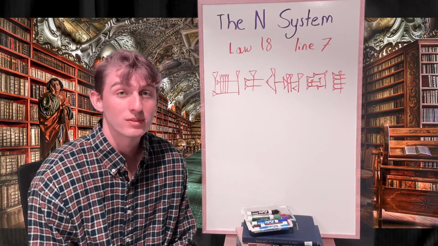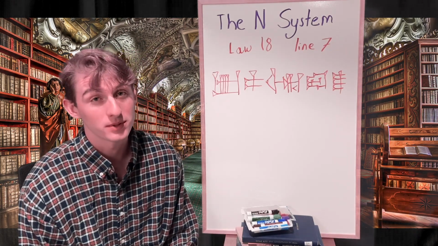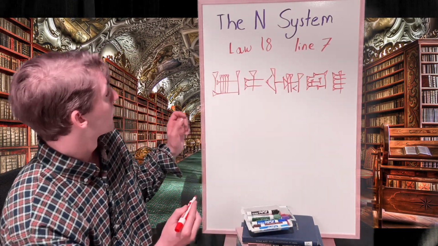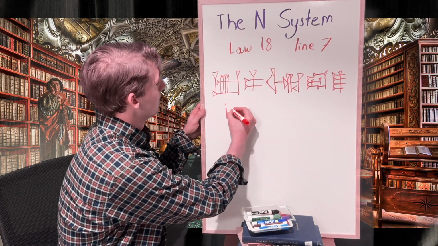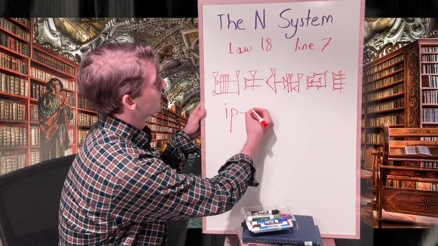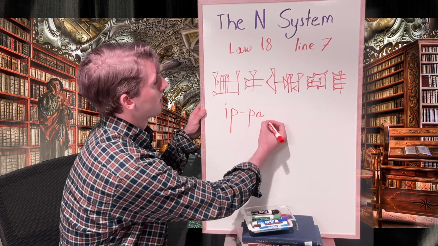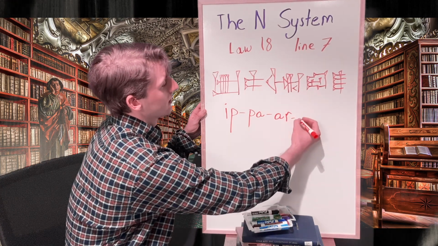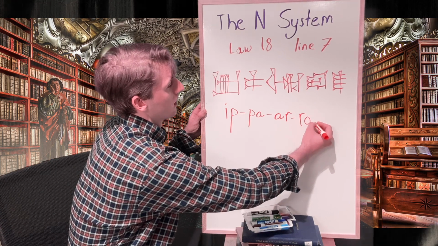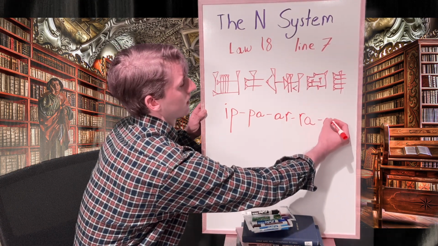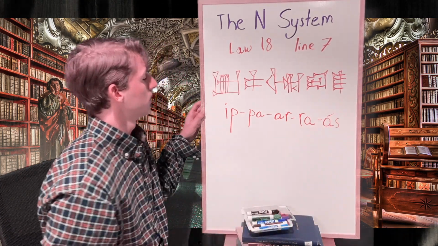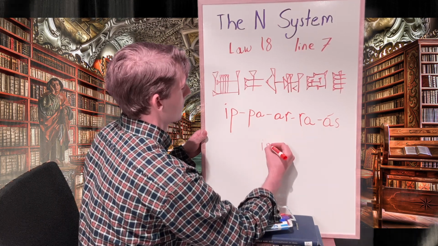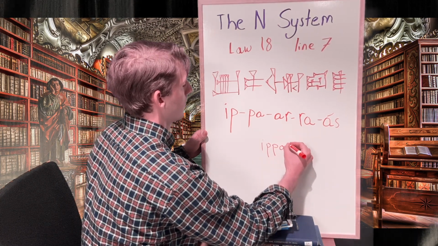Now let's look at some cuneiform to see how an in-system verb actually appears in Hammurabi's code. Here we have line 7 from Law 18 of Hammurabi's code. This first sign is going to be translated as ip. Our second sign is going to be translated as pa. Our third sign is going to be translated as r. Our fourth sign is going to be translated as ra. And our last sign is going to be translated as to. So here we can normalize to get Amraṣ.